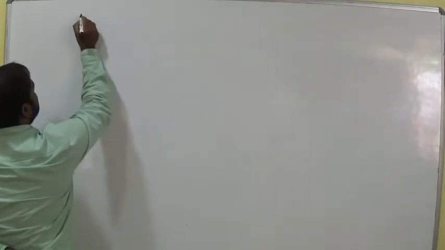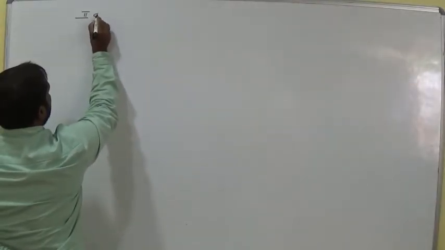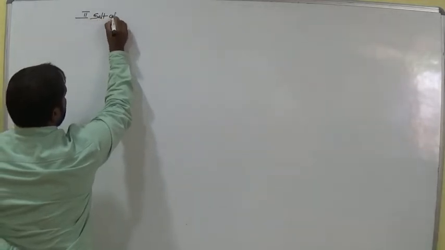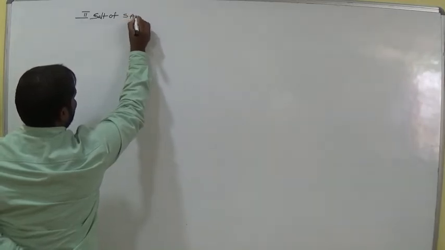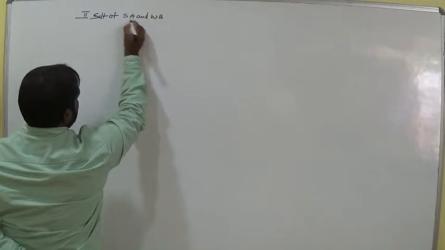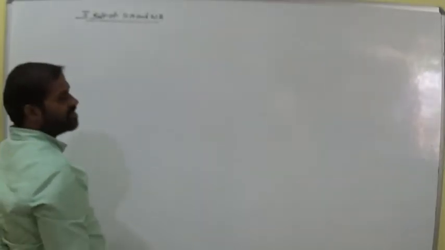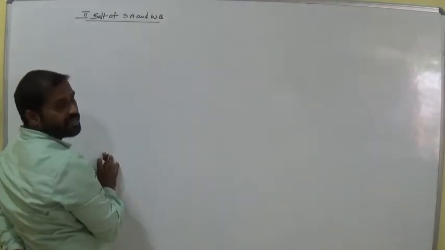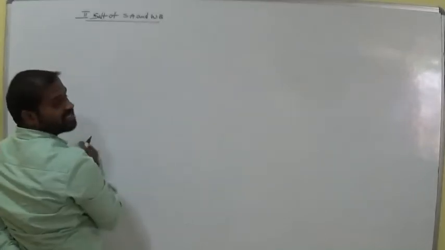The next one is salt of strong acid and weak base. Strong acid and weak base, am I right? Here strong acid is the dominant, am I right? Strong acid is the dominant. Why? Because it is weak base.